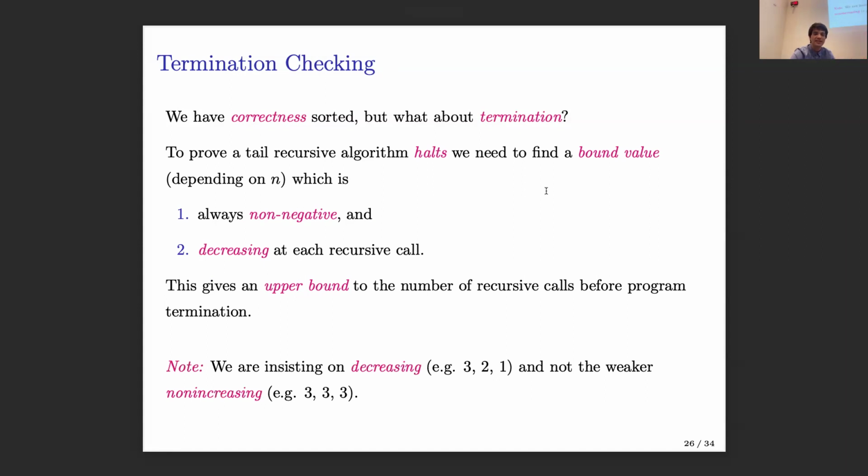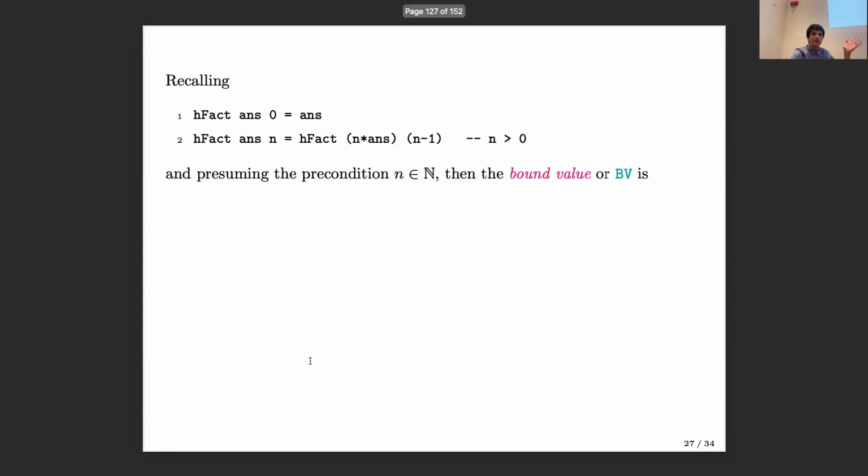So note we are insisting on decreasing 3, 2, 1 and not the weaker non-increasing 3, 3, 1. That's why I say monotonic or strict. If it was non-increasing, that's not enough, because then it could just be at most two iterations, at most two iterations, at most two iterations. Okay, so what is the bound value here? What do we have in the inputs that is non-negative and always decreasing at every recursive call?